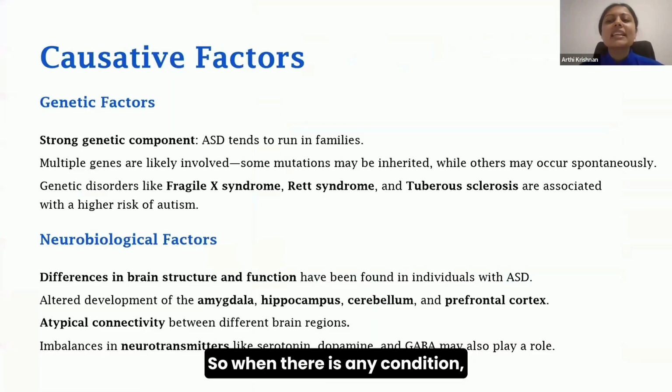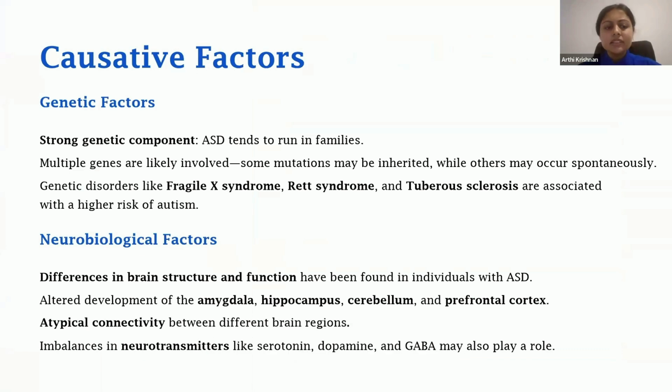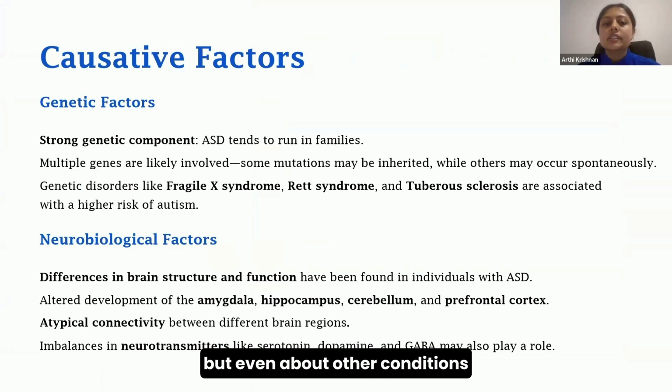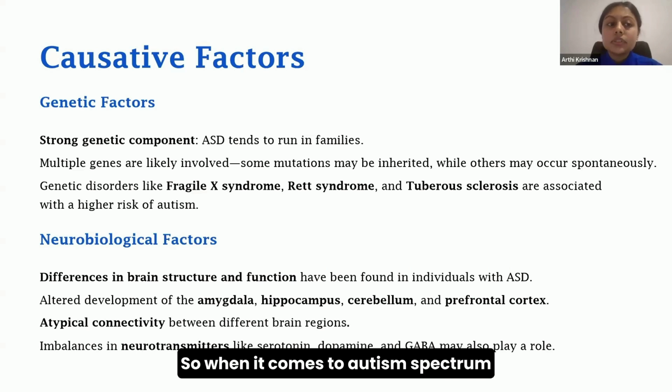Next, when there is any condition, people may wonder what are the causative factors, like what causes autism spectrum disorder. So over time, there has been ongoing research, not only about autism, but even about other conditions that come under neurodiversity, be it ADHD, other conditions. So when it comes to autism spectrum disorder, what has research shown? First, we'll cover genetic factors.